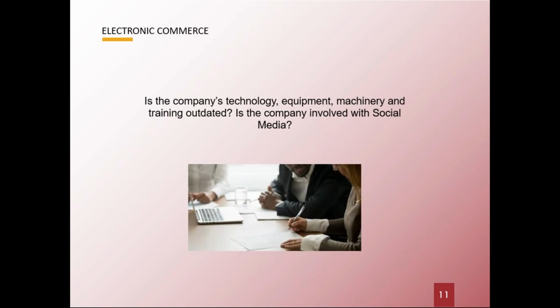Electronic commerce. Is the company's technology, equipment, machinery, and training outdated? Is the company involved with social media? Why should a small business upgrade their technology?